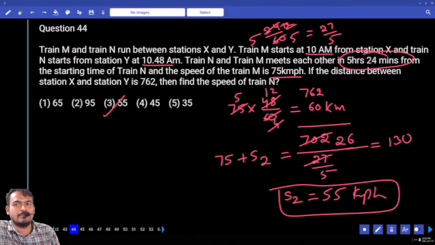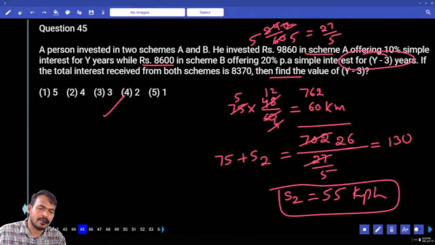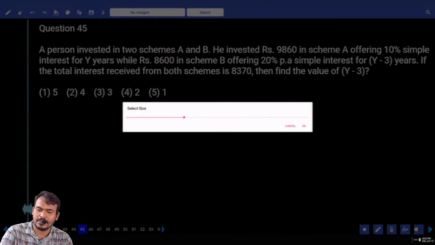Regular question, but here 10 and 10:48 are given. That is important. Next question, number 45. A person invested in two schemes A and B. Invested 9860 in scheme A, offering 10% simple interest for Y years, and 8600 in scheme B, offering 20% per annum simple interest for Y minus 3 years. If the total interest received from both the schemes is 8370, find the value of Y minus 3.